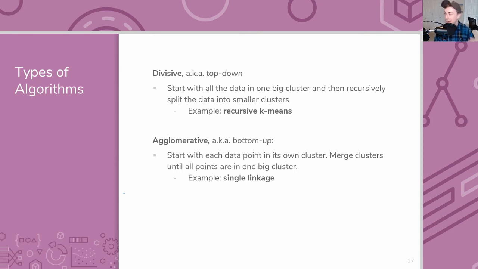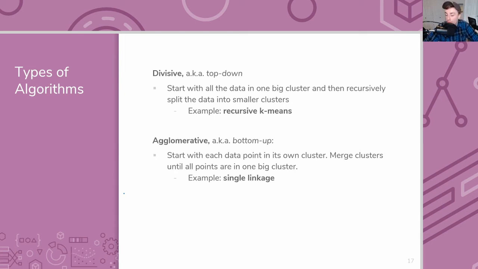Divisive clustering says, start with all of the data in one cluster, and then keep breaking that cluster up into smaller and smaller pieces until you're happy. So start with all the data in one big cluster, and then recursively split it up over and over again into smaller and smaller clusters. And the algorithm we'll mention today is recursive k-means.